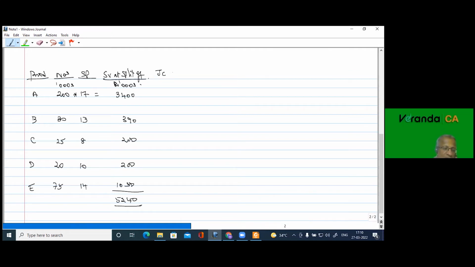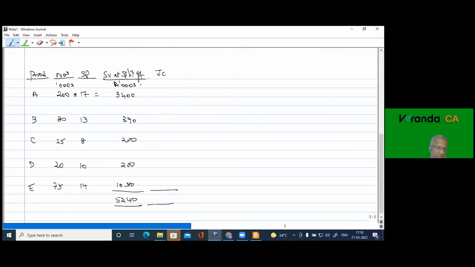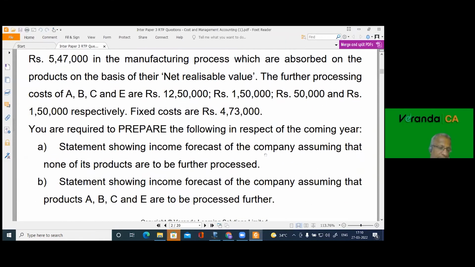And the joint cost that you have seen as 4137 shall be distributed as 3400 divided by 5240 multiplied by 4137, which is 2684. So further processing cost is not taken up here.